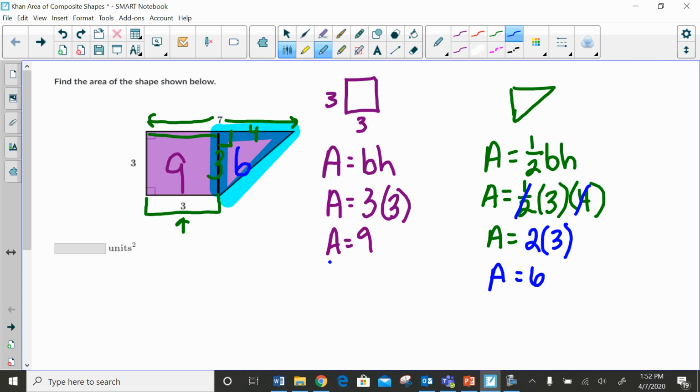Well, if the area of the square is 9 and the area of the triangle is 6, what should we do to find our total number of units? I'm going to do 9 plus 6, which is 15. So our final answer for this particular question, and by the way, I took this one right from Khan, so if you're lucky enough to get this one, there you go. This answer is 15 units squared.